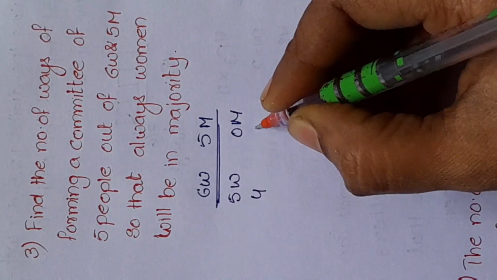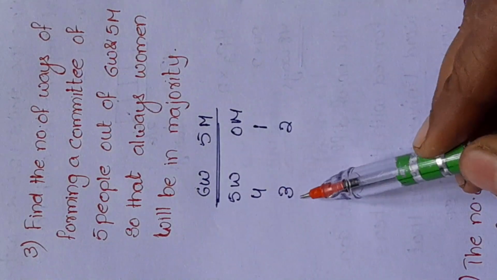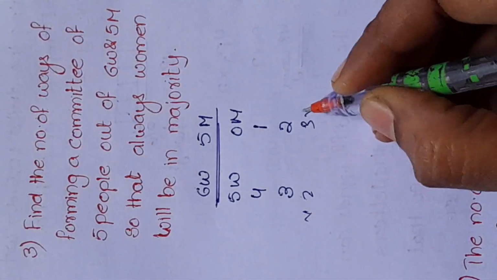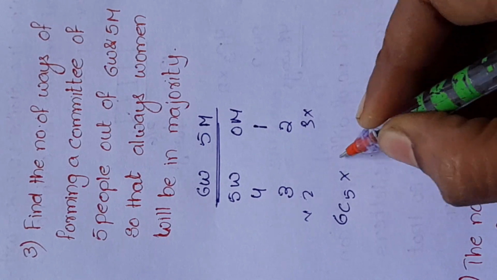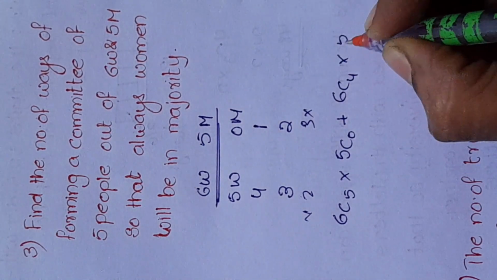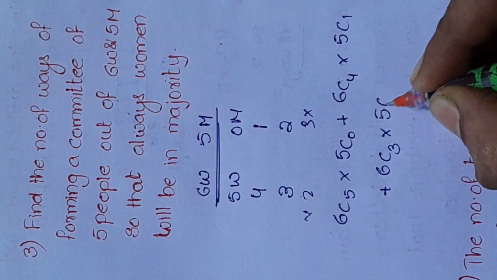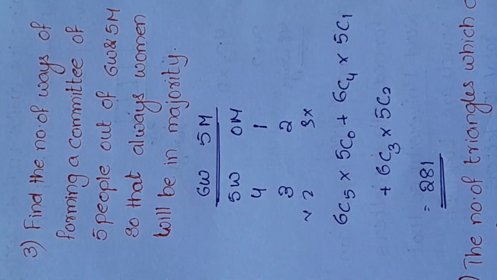Take 4 women and 1 man. Take 3 women and 2 men. If we take 2 women, then men will be greater, so 2 is wrong. We can write this as out of 6 selecting 5 into out of 5 selecting 0, plus 6C4 into 5C1, plus 6C3 into 5C2. On calculating, we get the value as 281.